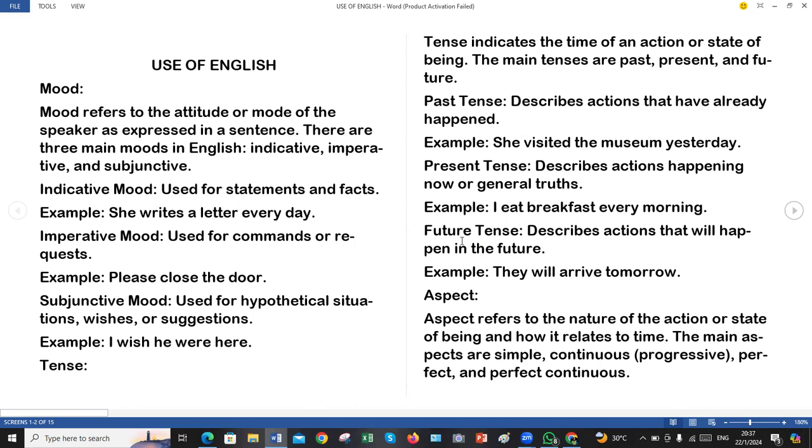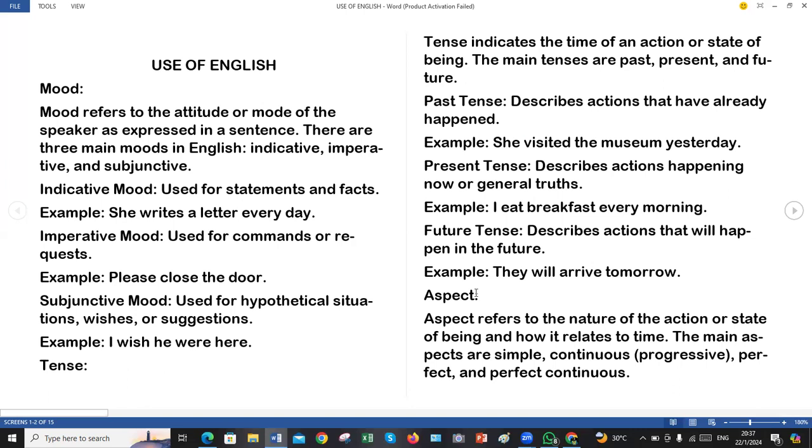All right. The next one is future tense. Future tense describes actions that will happen in the future. They will arrive tomorrow. You have the modal auxiliary verb will or shall. So take note, will or shall is used to show future tense. They will arrive tomorrow. I will go to church tomorrow.